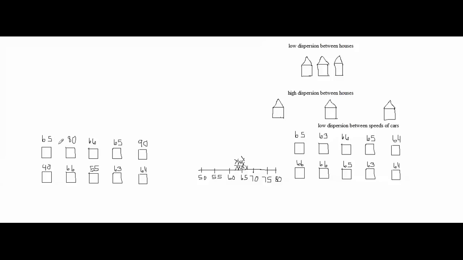We now have an example of 10 cars that have a higher amount of dispersion between their speeds. The speeds are now further apart from each other, so this would be a higher amount of dispersion between the speeds of the cars. And we can even see that if we made a number line.